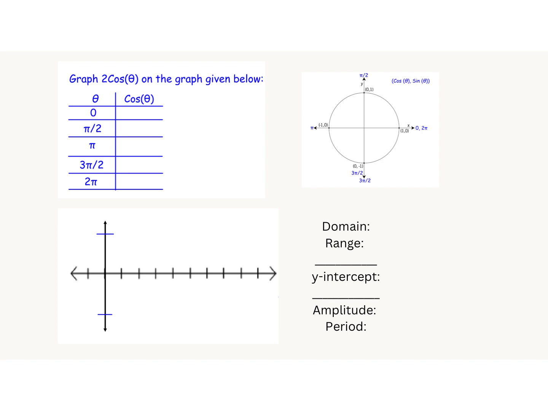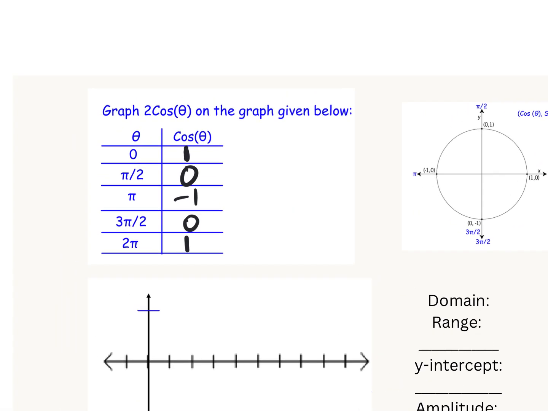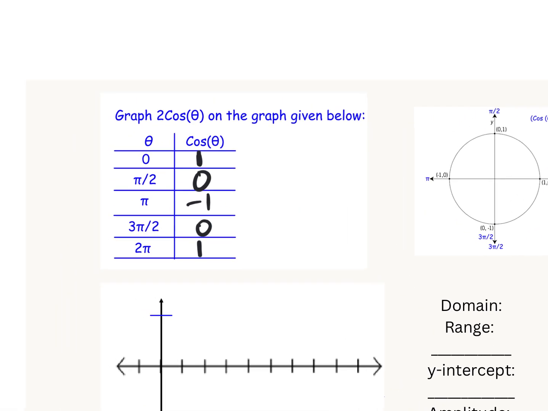We're going to graph my parent function, the cosine of theta. So I'm going to graph 0, 1, pi halves, comma 0, pi, comma -1, 3 pi halves, comma 0, and then 2 pi, comma 1. So that's my parent function, cosine of theta. And then I'm going to label my transformation. So my transformation, a vertical stretch by a factor of 2, meaning I'm multiplying all these y coordinates by 2. So this would be 2, 0, -2, 0, 2.